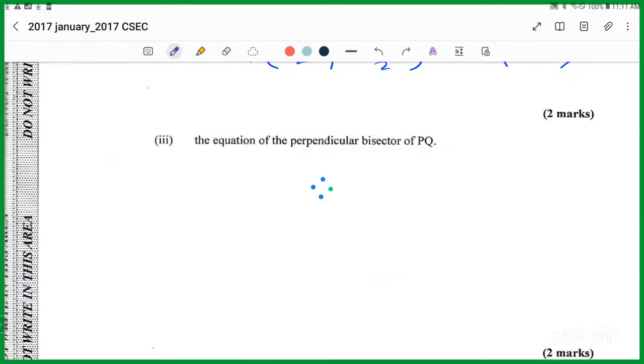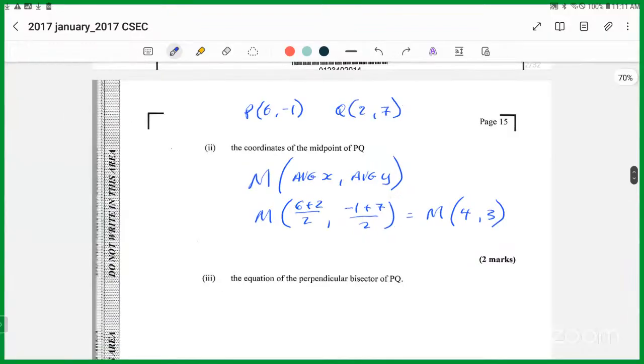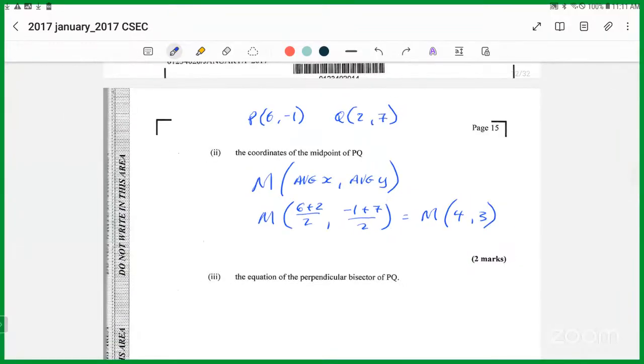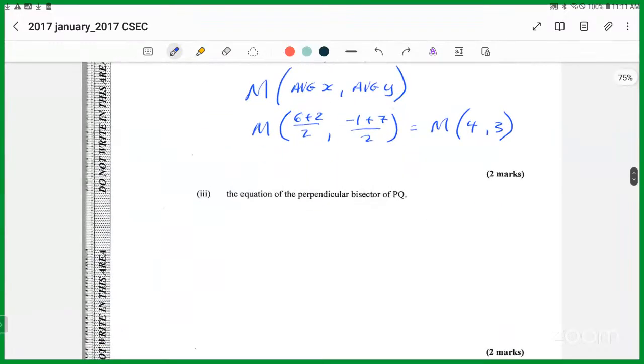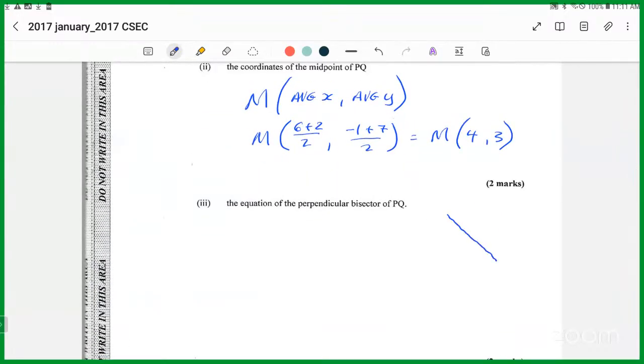Let's do a little sketch of this situation so we can reference it and just to be clear on what it is. I'm just giving you a little visual of it. So 6, minus 1, 2, 7. So it's like you have this line, and Q is down here, and P is up here, and this is the perpendicular bisector.